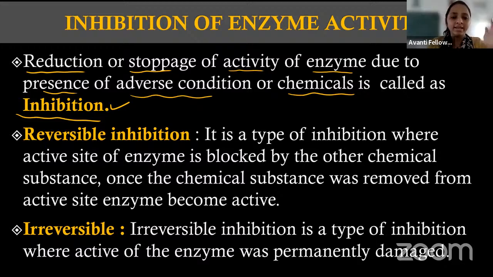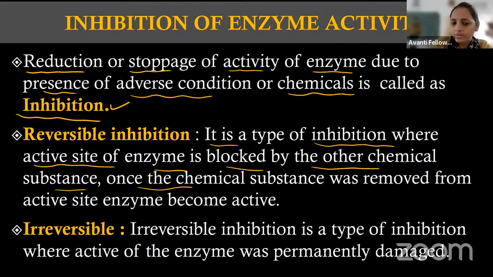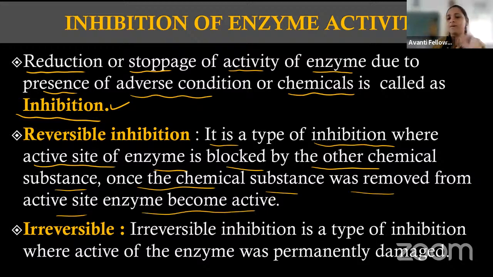So the reversible inhibition is a type of inhibition. The active site of the enzyme is blocked by other chemical substances. Once the chemical substance is removed from the active site, the enzyme becomes active.